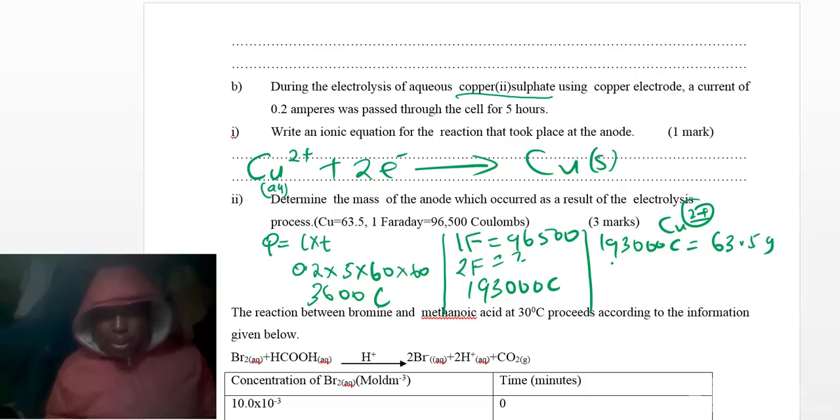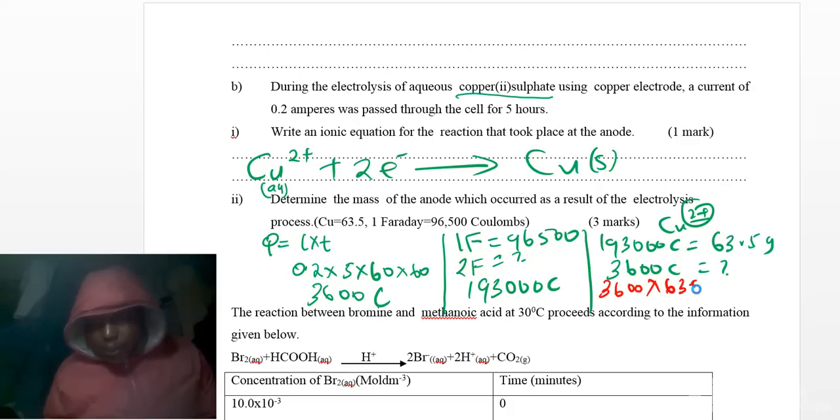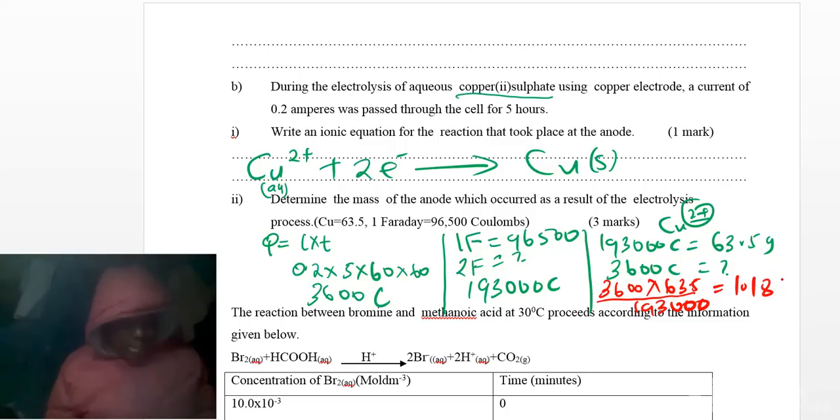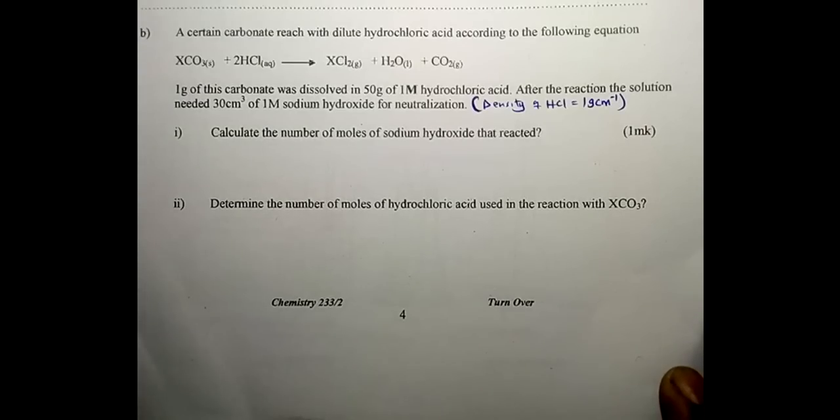So we will ask, what about 36 coulombs? How many grams will it be? So you multiply: that is 36 times 63.5 divided by 193,000, and this one will give us a mass of 1.18 grams. So that is the mass that will be produced during this electrolysis. By the end of the lesson, we shall answer this question.